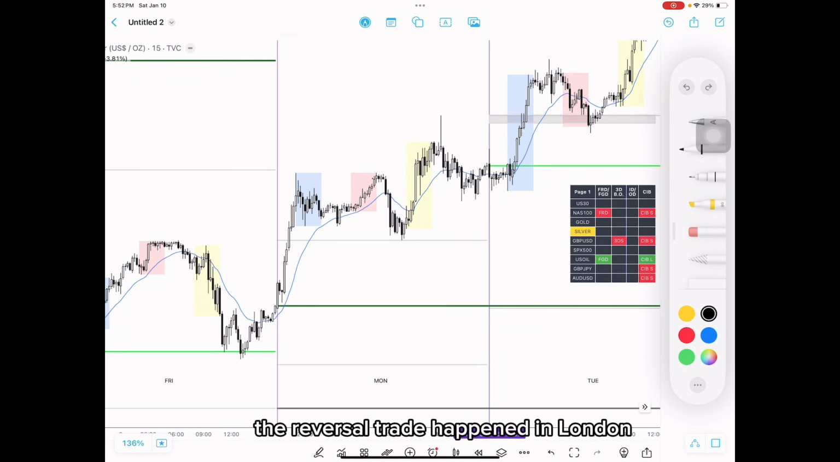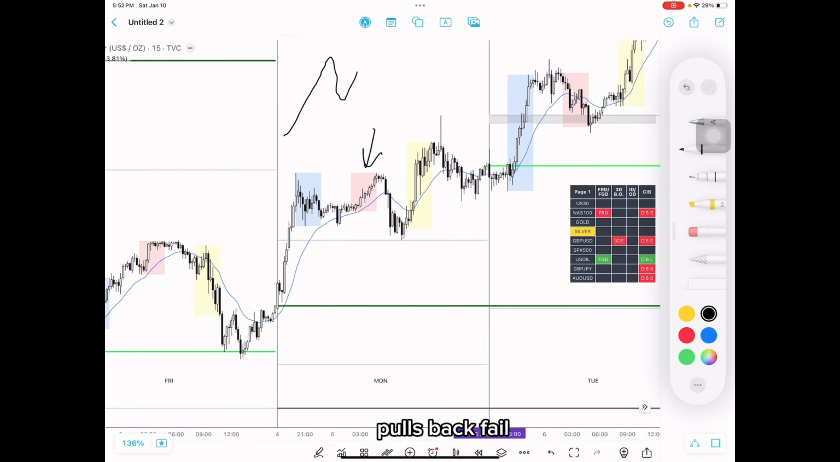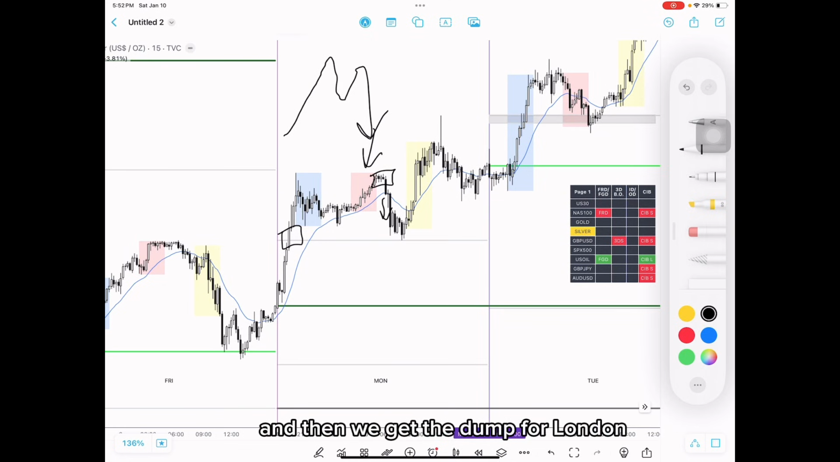The reversal trade happened in London. All right, so remember what I told you: the reversal trade breaks out, pulls back, fails, and reverses. So if we got our signal on the day, if we're a London trader, this is perfect. We get the breakout, the pullback, right? Fail here. As you can see, that's the coil, and then we get the dump for London.